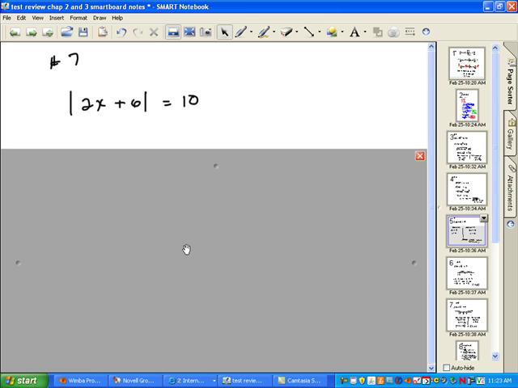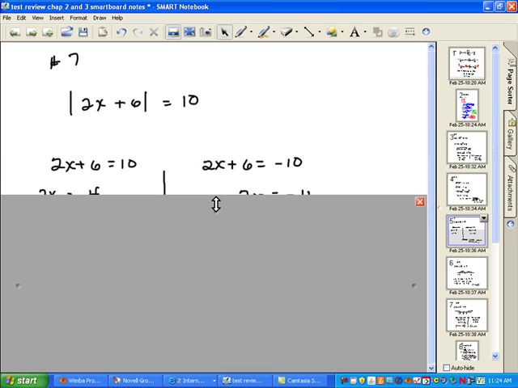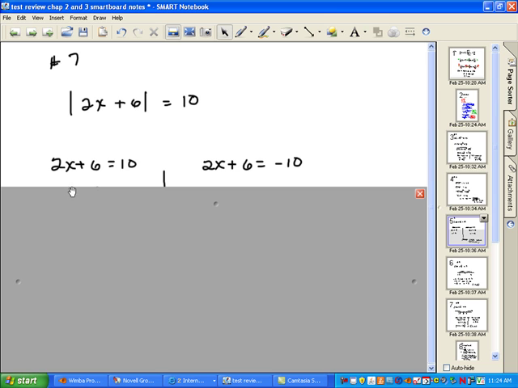This one is number 7. It's an absolute value problem. Absolute value, remember, means the distance from 0. So if we're talking about 10, on the number line, we could be talking about 10 or negative 10. They're both 10 spots from 0. So when we do absolute value problems, we actually have two problems. 2x plus 6 equals positive 10 and 2x plus 6 equals negative 10.